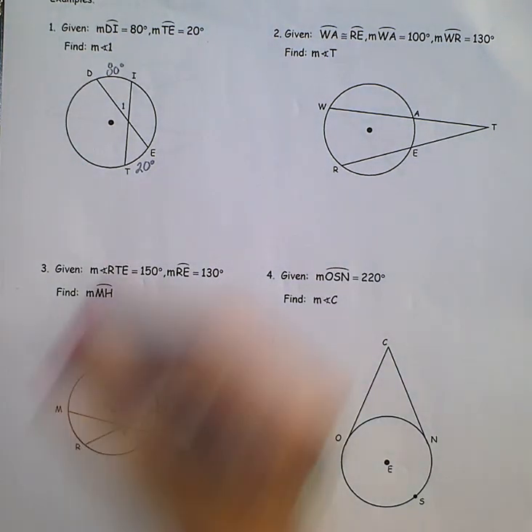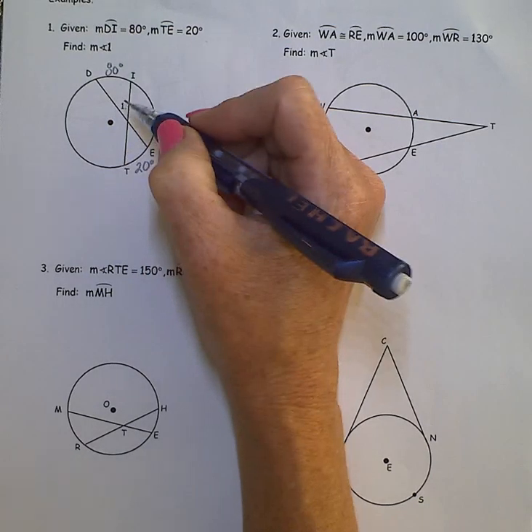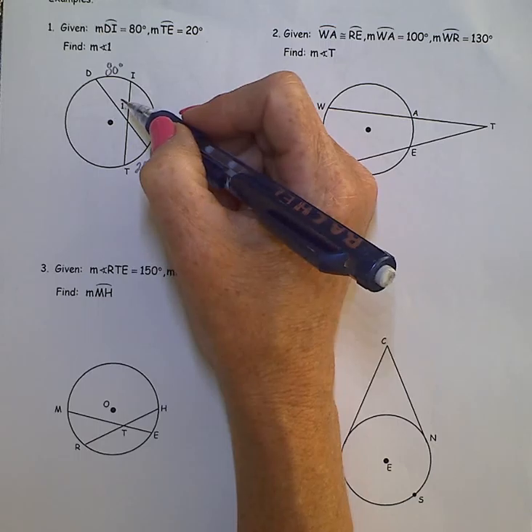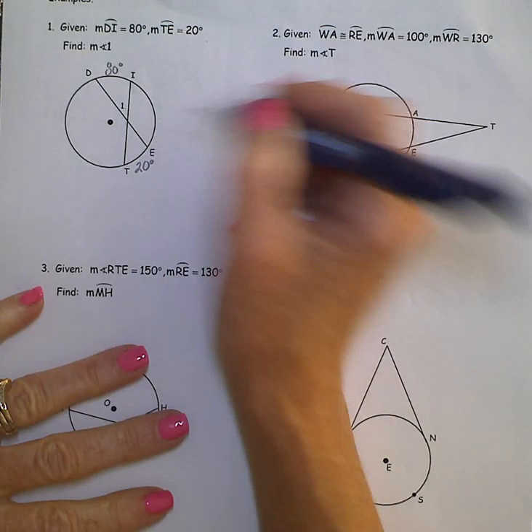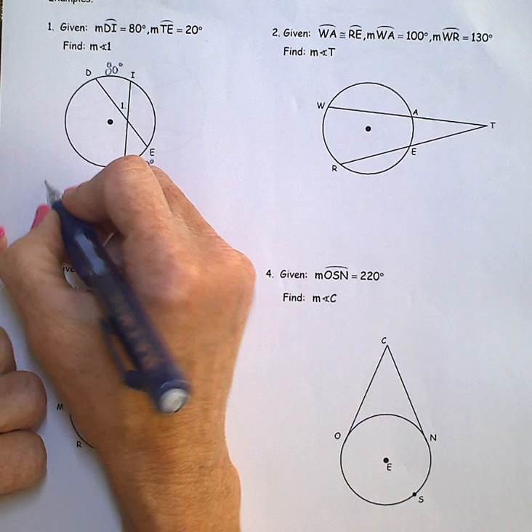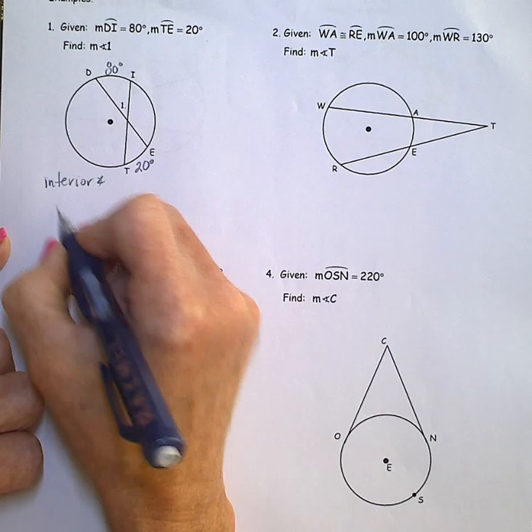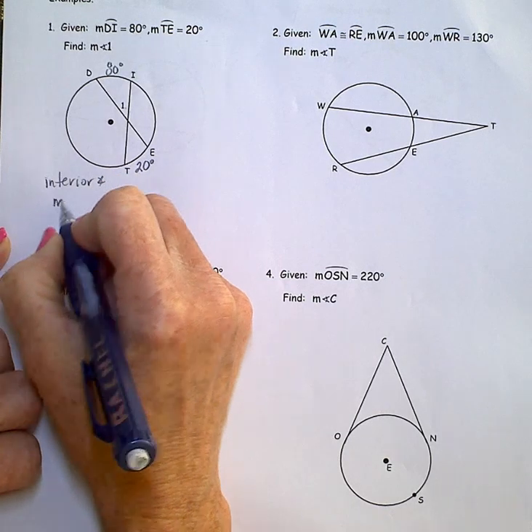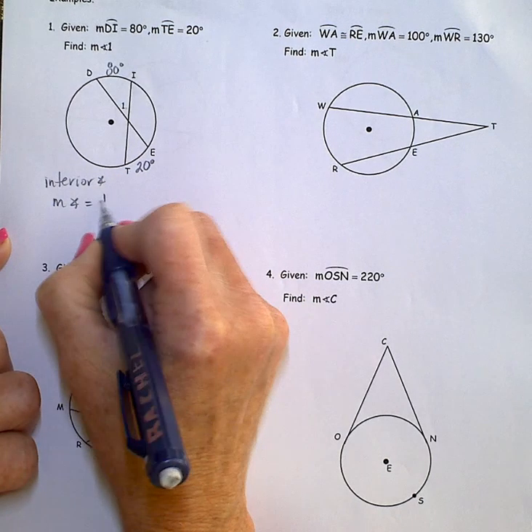Angle 1's right here, and the first thing you need to do is decide what kind of angle it is. Is this a central angle? Here are your choices: central, inscribed, interior, exterior. Interior, this is an interior angle, which means the measure of that angle is half of its arc plus the arc of the vertical angle.